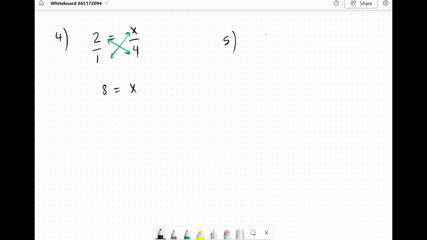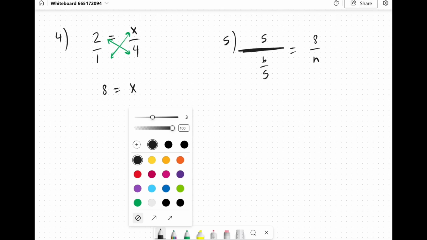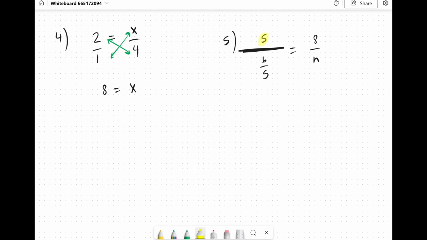Here's number 5. 5 over 6 over 5 equals 8 over n. Now I want you to notice that this fraction line here is longer, so that tells you that your left fraction of the proportion has the 5 on the top, and it has 6 over 5 on the bottom. So when you're doing your cross products, 5 will be multiplying the n, and that will get you 5n. And 8 will be multiplying 6 over 5.